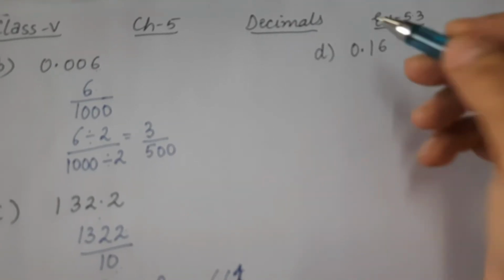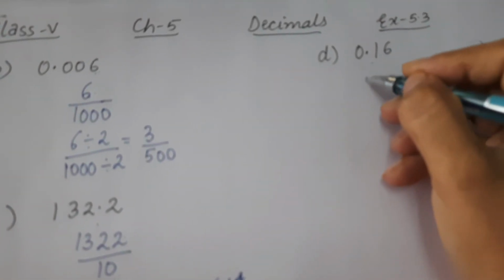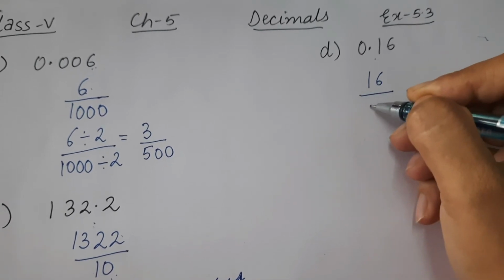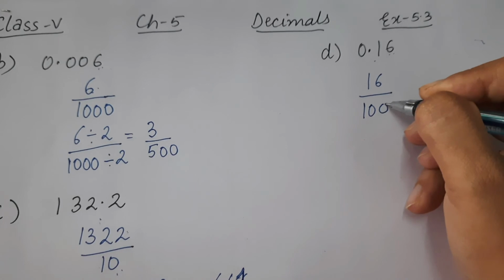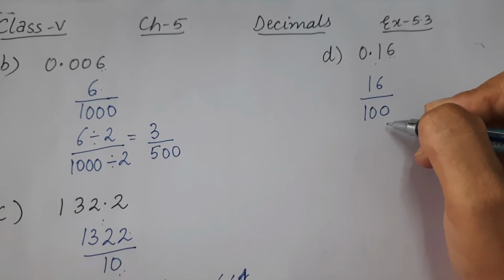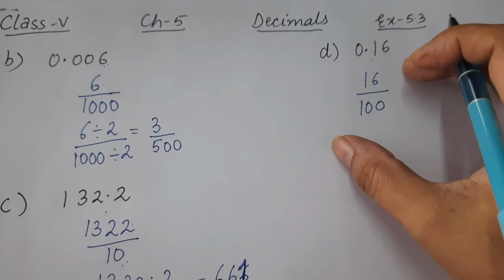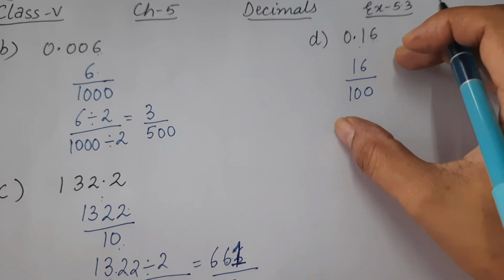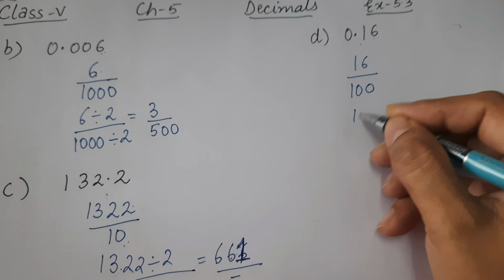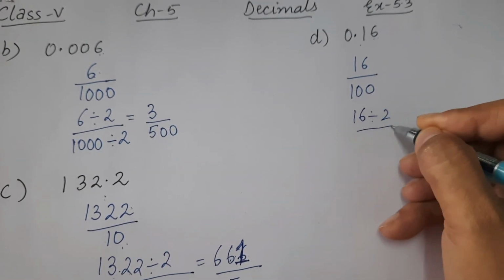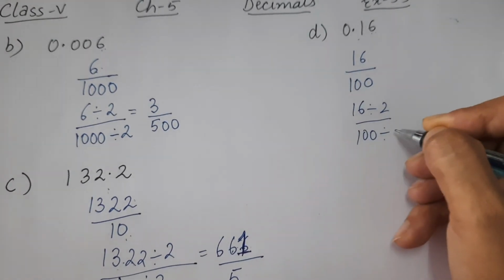Now D part is 0.16. First of all, we will convert it into a fraction. There are 2 digits after the decimal, so there will be 2 zeros followed by 1 in the denominator, so it will be 16 upon 100. Now we have to reduce it to the lowest form. See, both are even numbers, so both are divisible by 2. We can divide the numerator and denominator by 2.